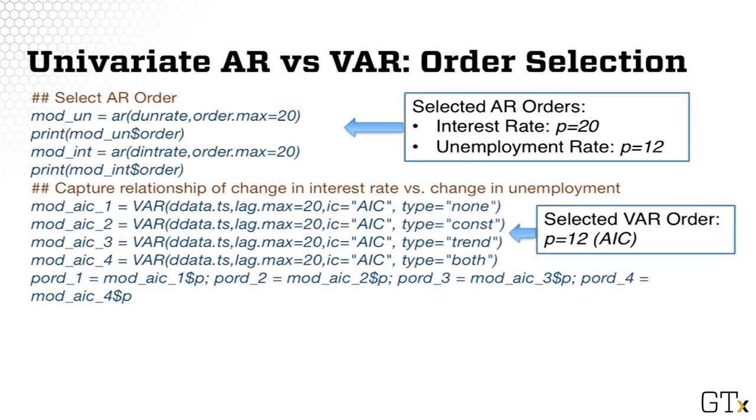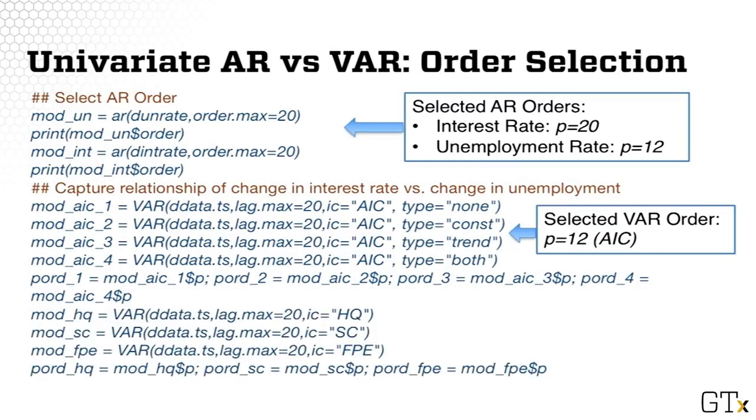For all types of deterministic components, the selected order is 12. We can also compare the selected order using other criteria. SC here stands for BIC. HQ and SC both select an order equal to 2.